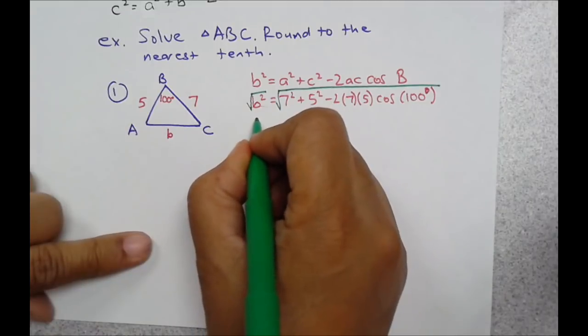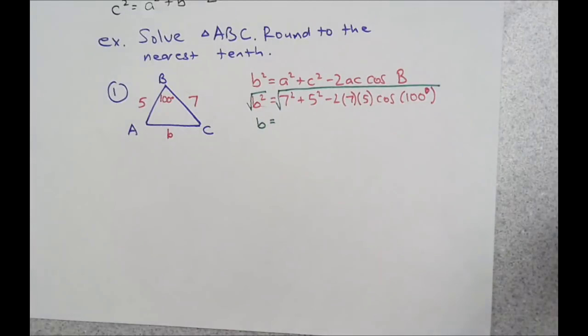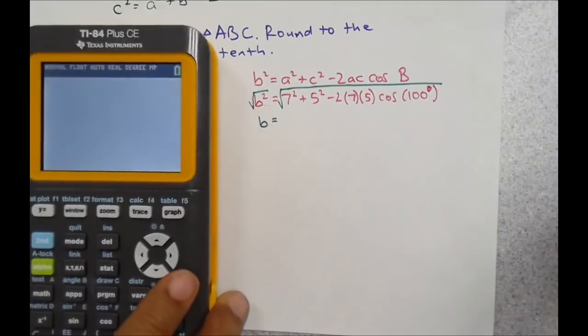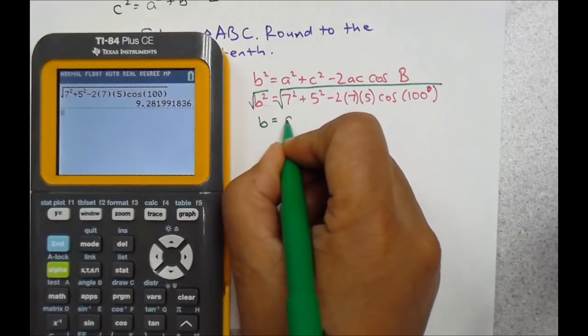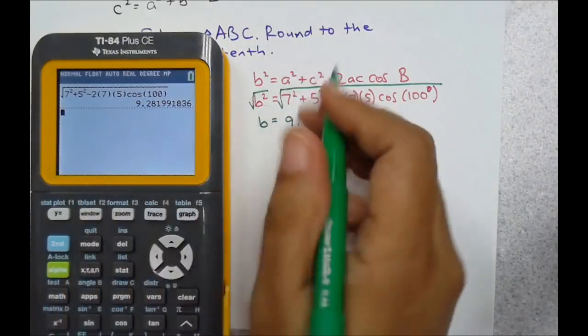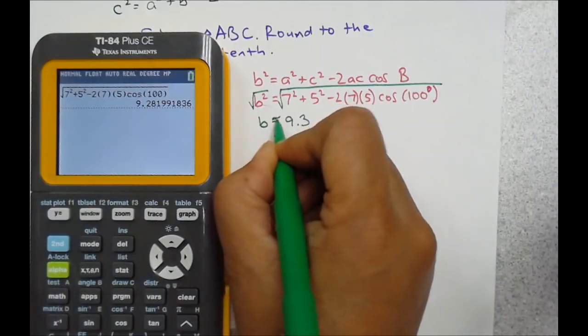And at this point, we're just going to plug this straight into the calculator all in one shot. So just make sure that your calculators are in degree mode. And we're just going to put in square root and put it all in one shot. 7 squared plus 5 squared minus 2 times 7 times 5 cosine of 100 degrees. And this gets us an approximation of about 9 point, and remember this is to the nearest tenth, so 9.3. This is an approximation.